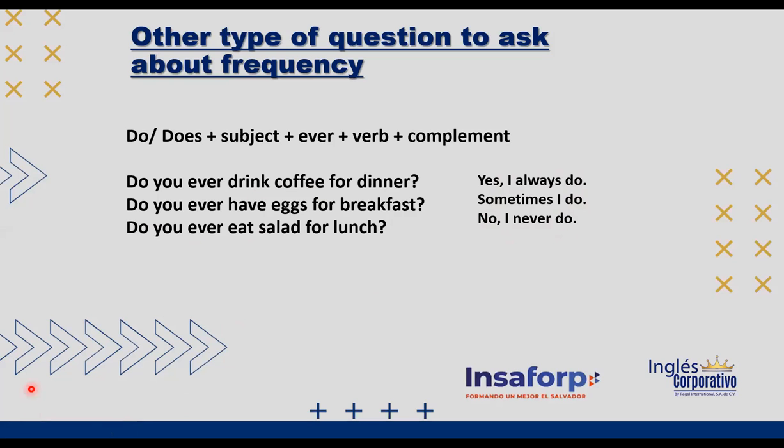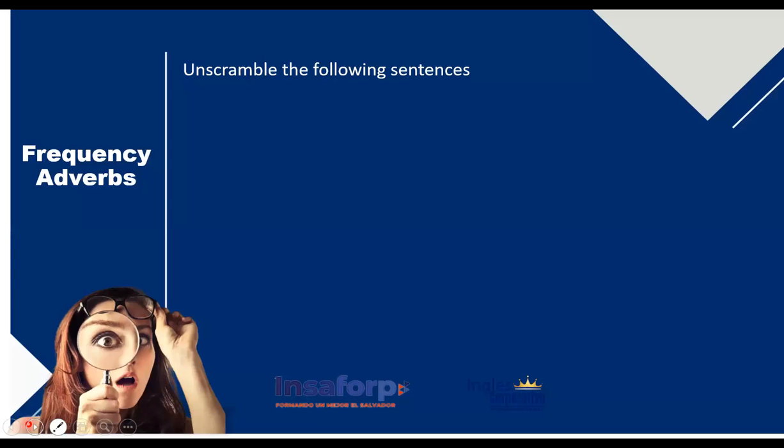Then let's continue practicing this topic. Let's see this. I'm scrambling the following sentence. Number one, can you tell me what is the correct sentence? I have the words dinner, never, I, for, meat, eat. What's the sentence? Dinner, I never dinner, eat, for, meat. You are close, but that's not the correct answer. Good try.